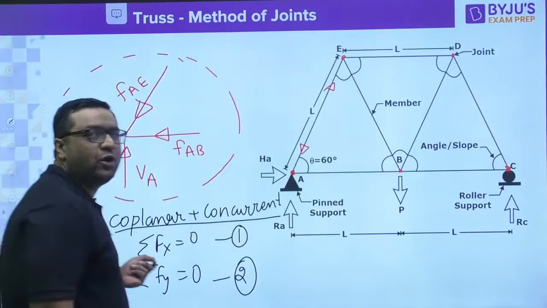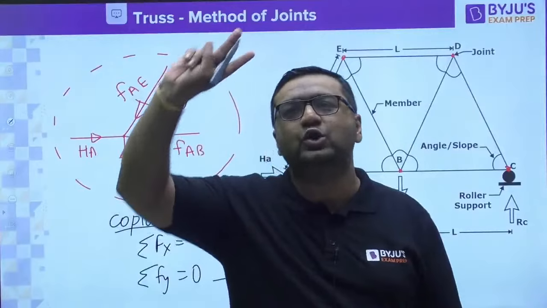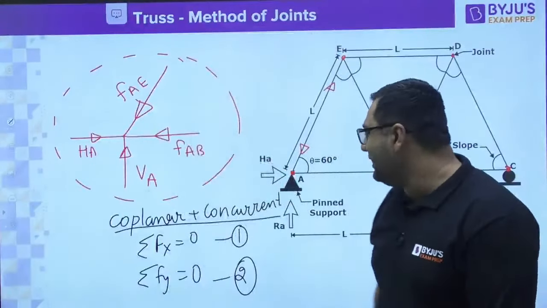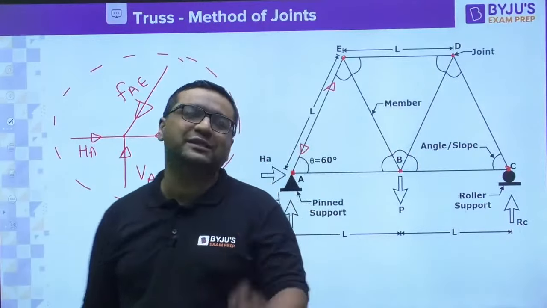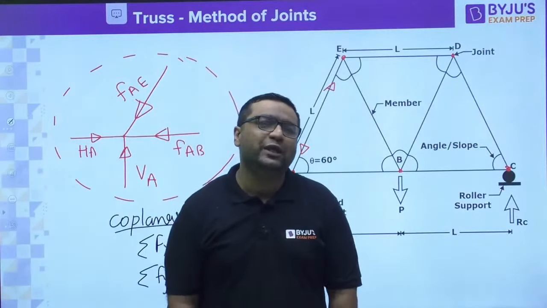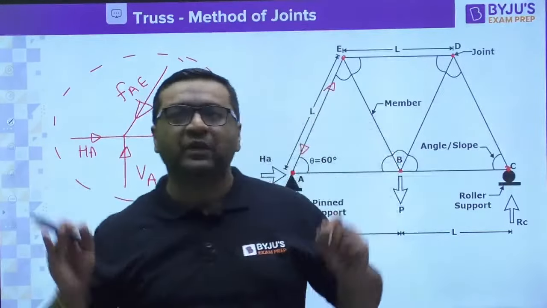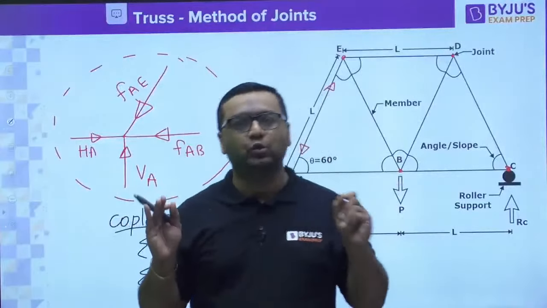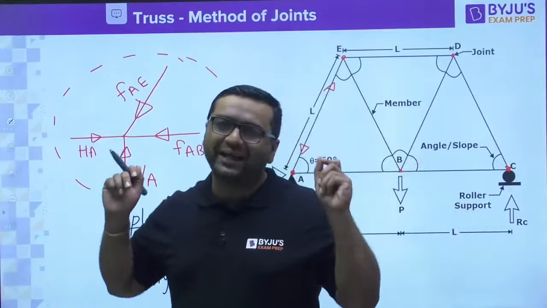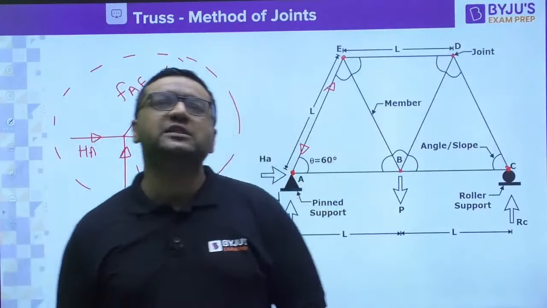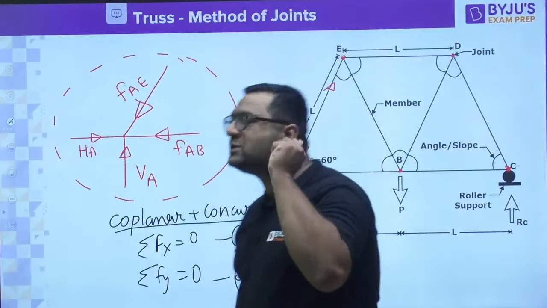So guys, you already know there are two equilibrium equations. From two equilibrium equations, you can find two unknowns for sure. So when you are using the method of joints, you always need to select a joint with only two unknowns. If any joint has more than two unknowns, that joint cannot be solved with the equilibrium equations. So you always need to consider a joint for which only two unknowns are there.